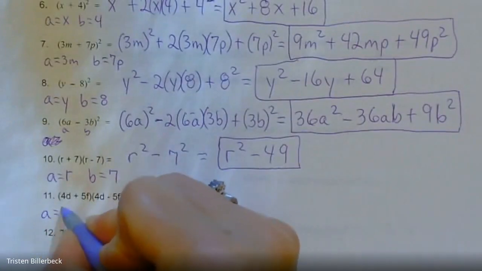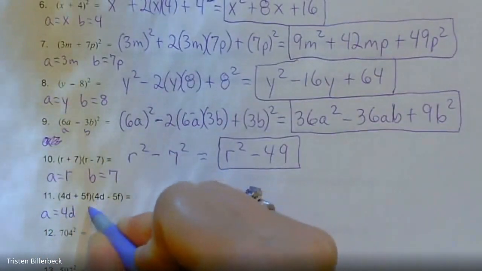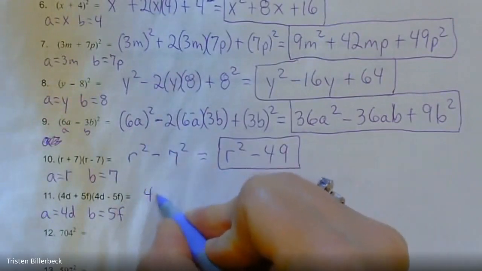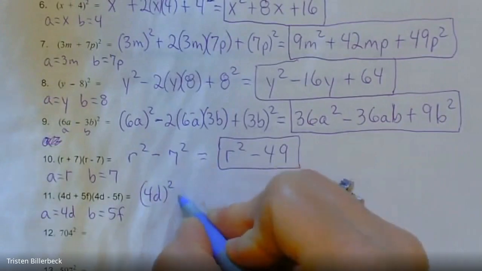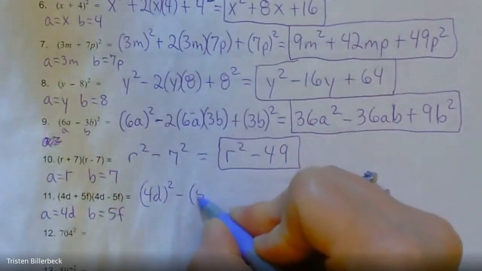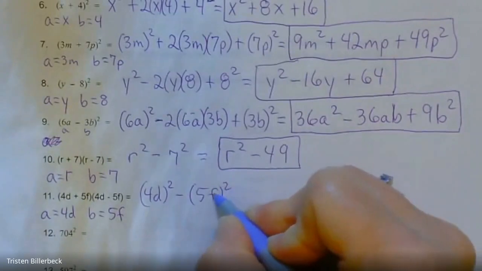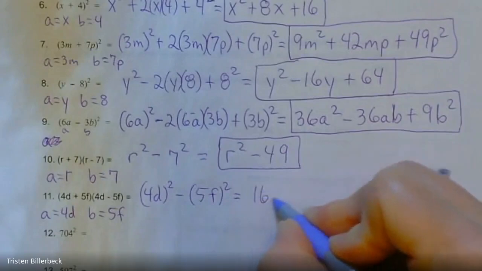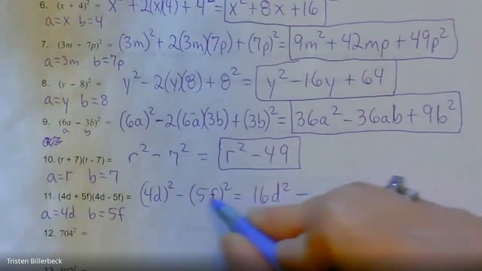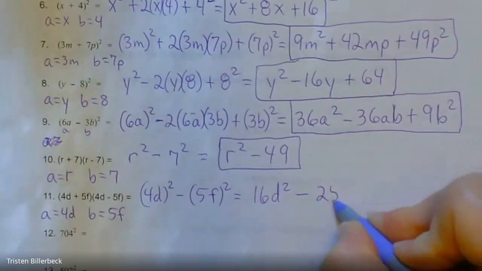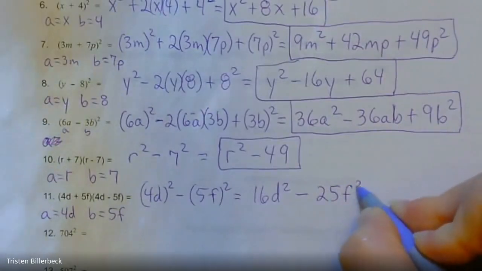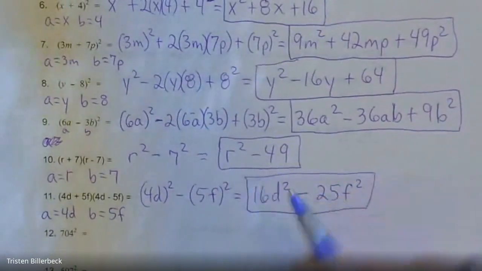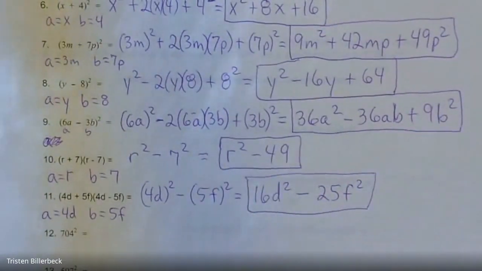So A equals 4D, B equals 5F. So now we say 4D quantity squared minus 5F quantity squared equals, and 4 squared 16D squared minus 5 squared 25F squared. Aren't these special cases nice when you can just blindly use your rules?